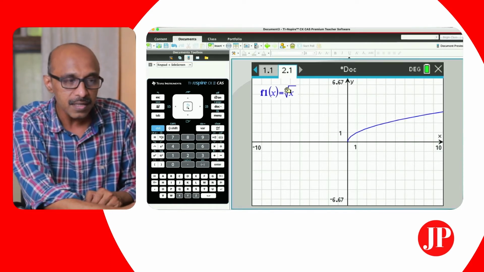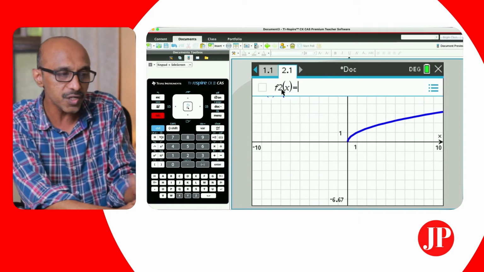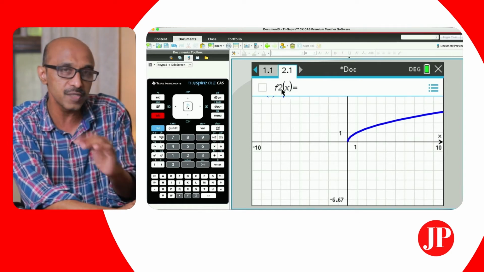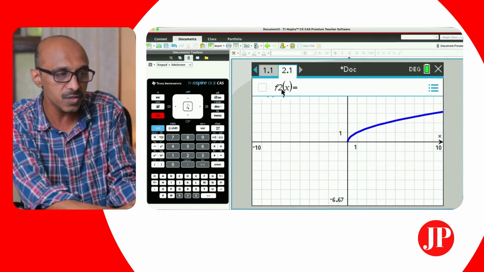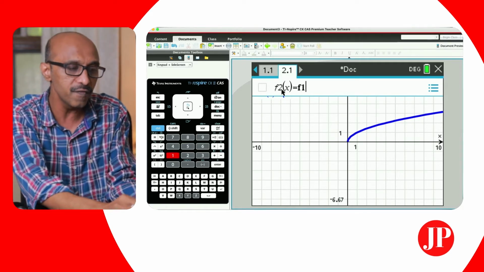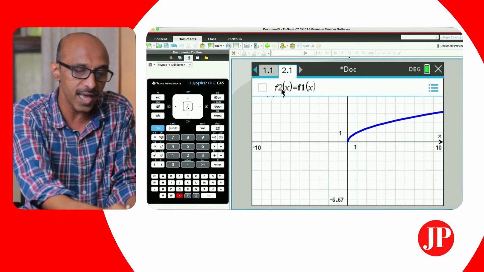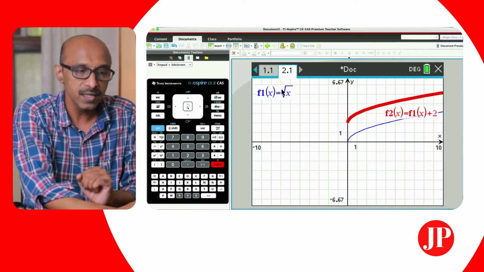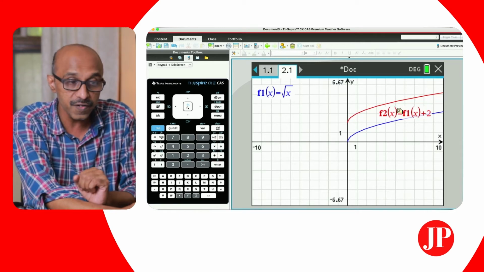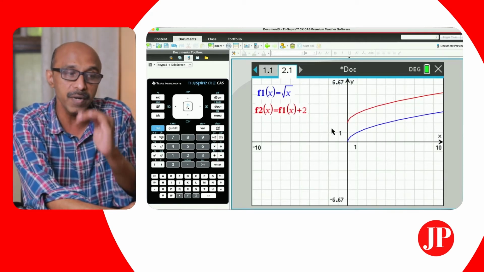This time, instead of going right first, we're going to go up first by the same units. That'll be good to compare. So this one is going to be F1 of x, my function, and I'm going to take it up first. There we go. That is my first level of transformation. Stage 1, the parent function has gone up by 2 units.